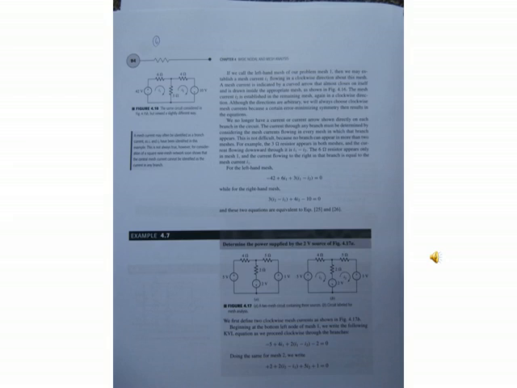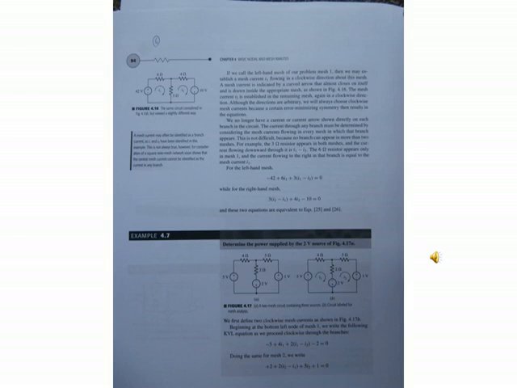So, minus 5 plus 4 I1 plus 2 I1 minus I2 minus 2 equal to 0.